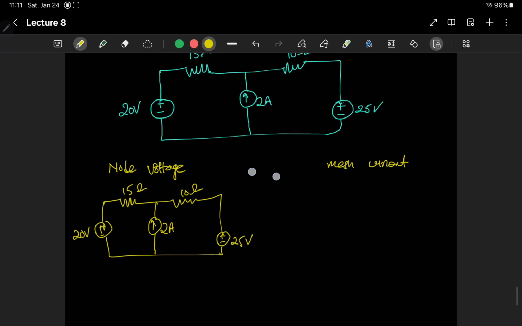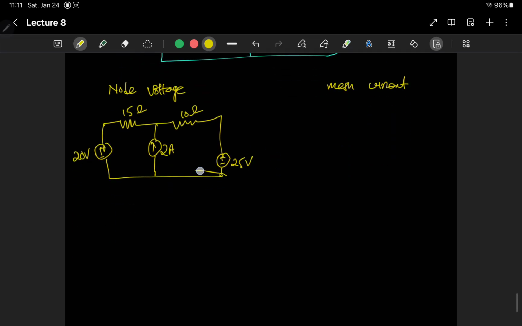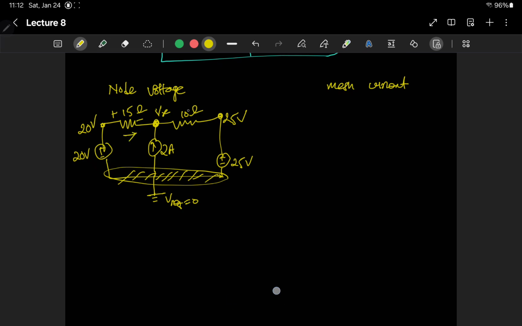If we decide on node voltage, we can select this as the reference node because it has the most common elements. With the reference equal to 0, this node will have 20 volts, this one will have 25 volts, and the only unknown node is this one, Vx. We can assign current directions. So using this method, we have only one unknown voltage.